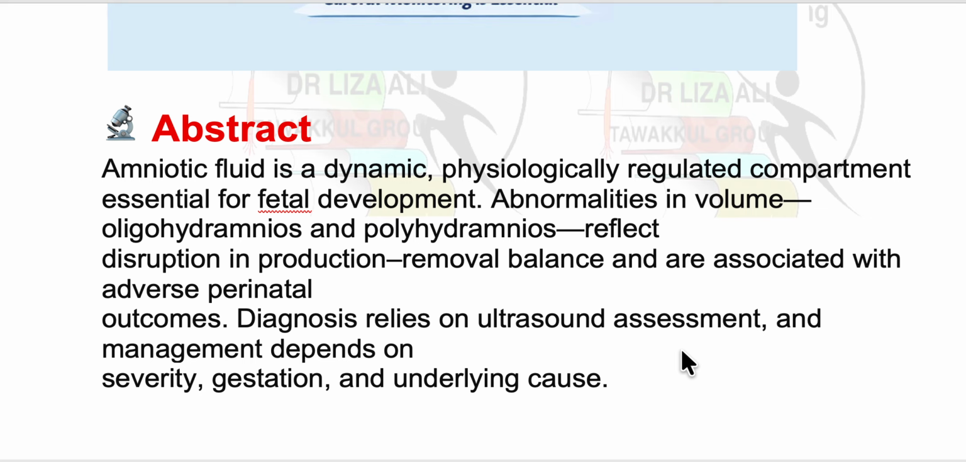We have to understand that all these abnormal fluid volumes will lead to adverse prenatal outcomes. Okay, how are we going to diagnose? This is a most important MCQ. The diagnosis relies on ultrasound assessment, because we cannot see the amniotic fluid volume directly; we don't have laser eye beams. So we check through the mother's tummy how much fluid is there. We have to rely upon the ultrasound.